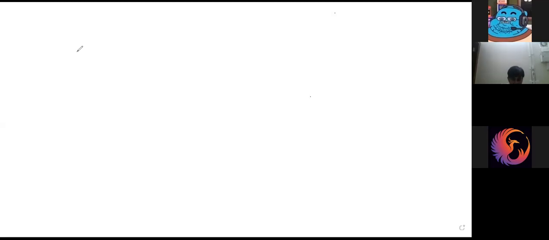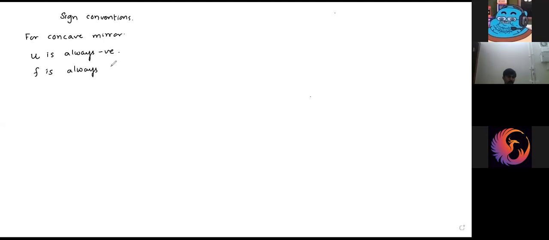Okay, until then I can do one thing. Write the sign conventions. What are the sign conventions? Sign convention is when you put it in that graph, that quadrant graph. Graphical form, yes. There are 4 sign conventions. For concave mirror, first, U is always negative, F is always negative, V is negative for a real image.